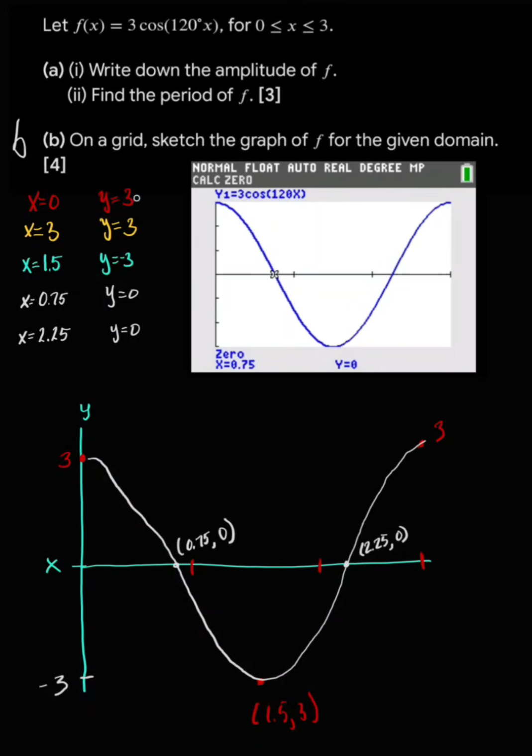When x is equal to 0, I find my maximum, which is y equal to 3. I use this first number, and I also will use the last number, 3. Turns out that when I use 3, I also get another maximum, which is 3 as well.